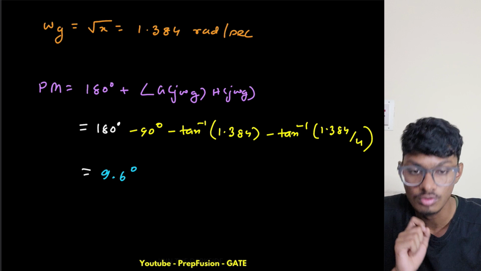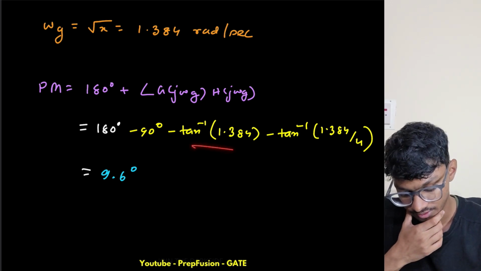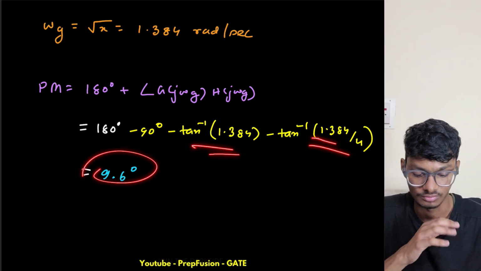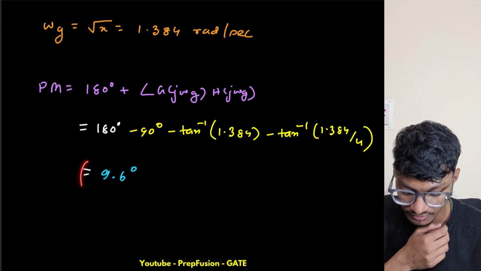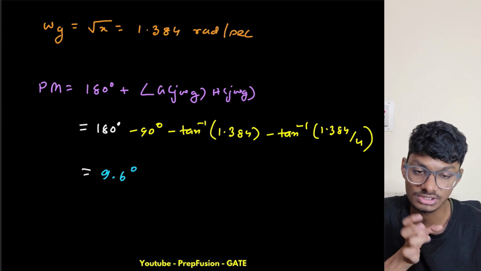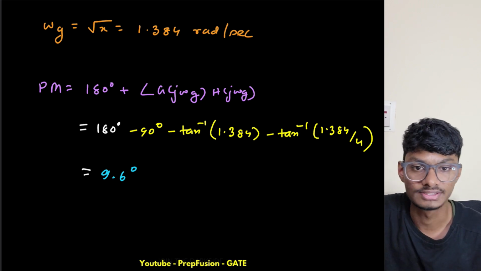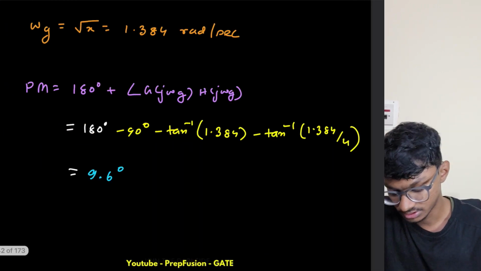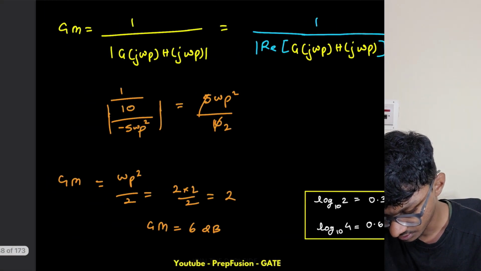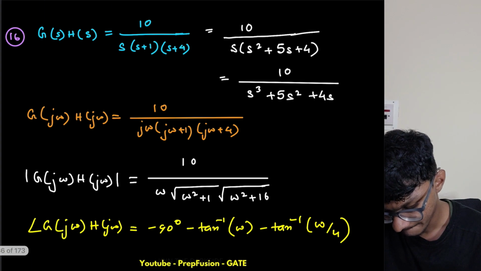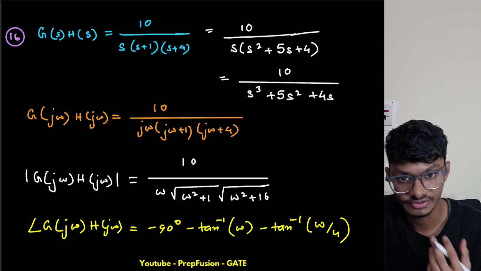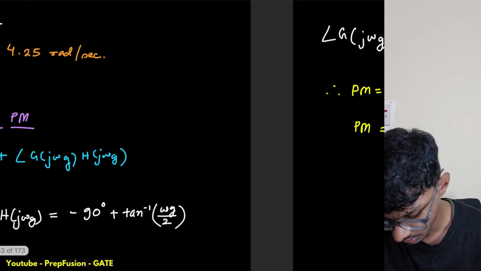It is very important to know how to use a gate calculator. So simply if you put the value of tan inverse of 1.384 by 4, you will simply get phase margin as 9.6. So this is the amount of phase lag that you have to provide for it to reach the critical point, right? So yeah, now let's solve for the 17th question.